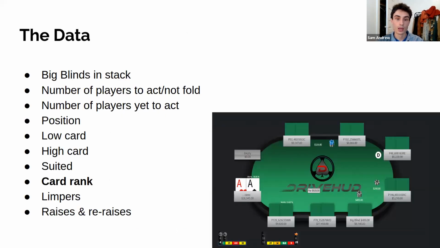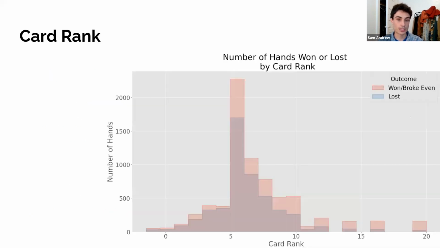To capture the strength of my cards, I use something called the Chen formula, a mathematical method for ranking Hold'em starting cards created by Dr. Bill Chen. As card strength increases, so does the rate at which I win hands. Most of my hands occur in the 4 to 10 range.